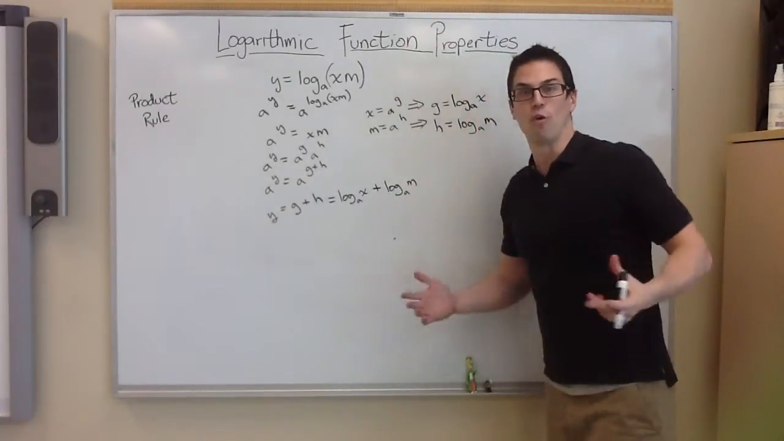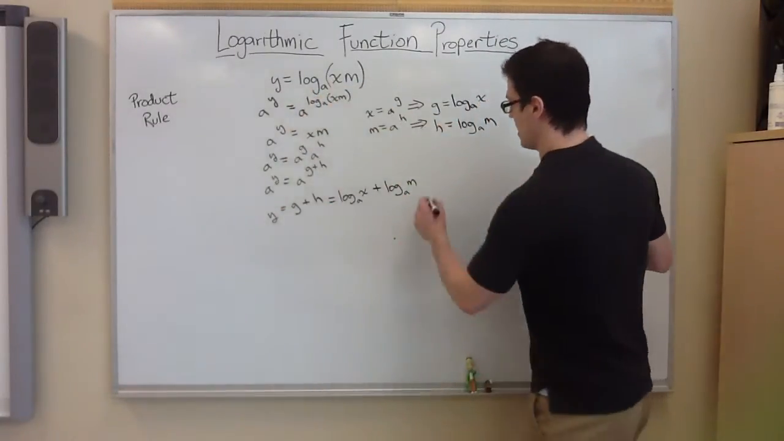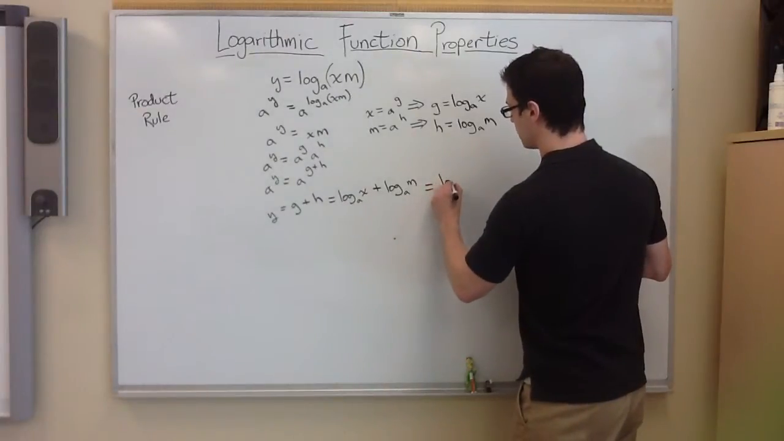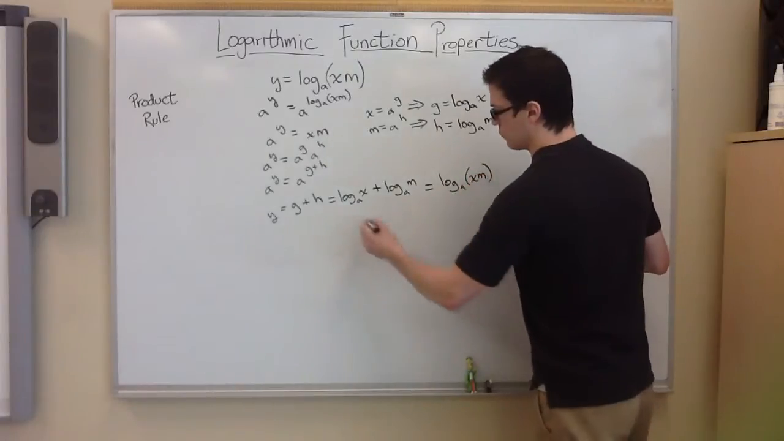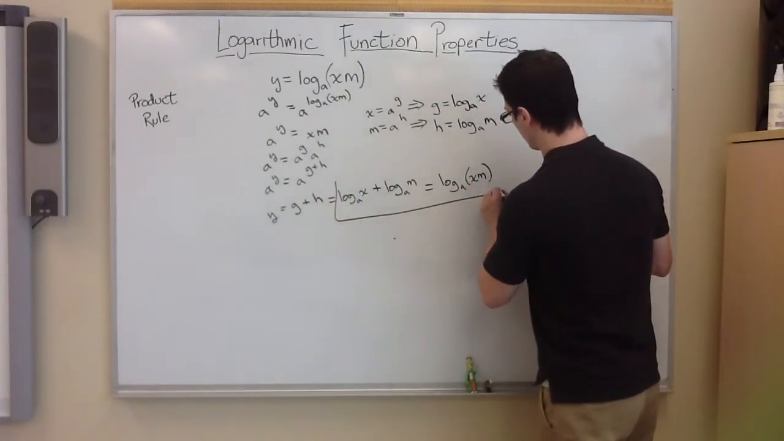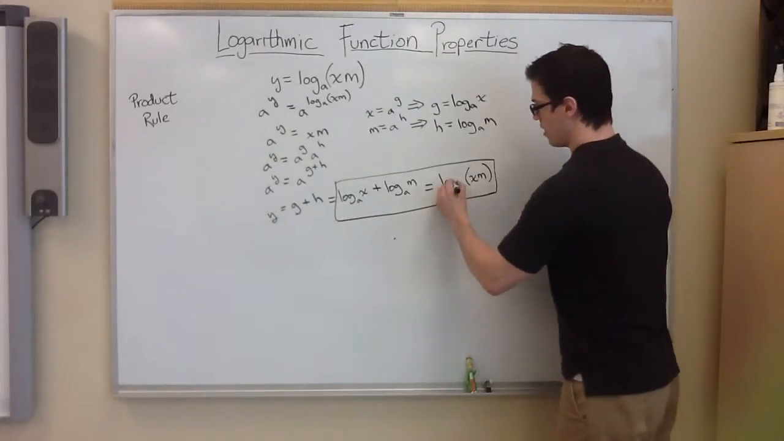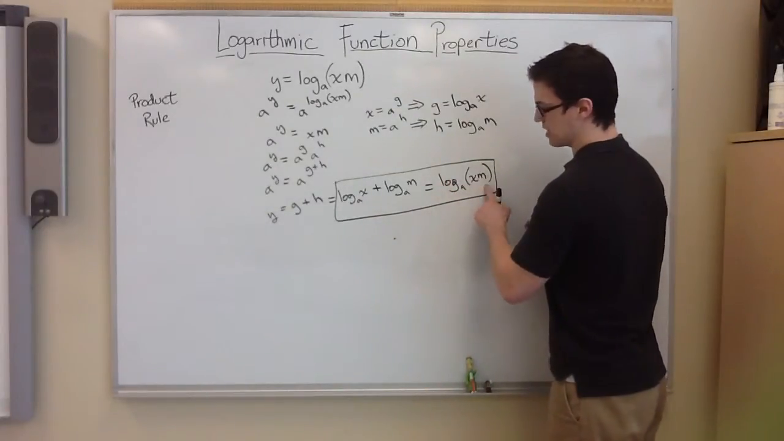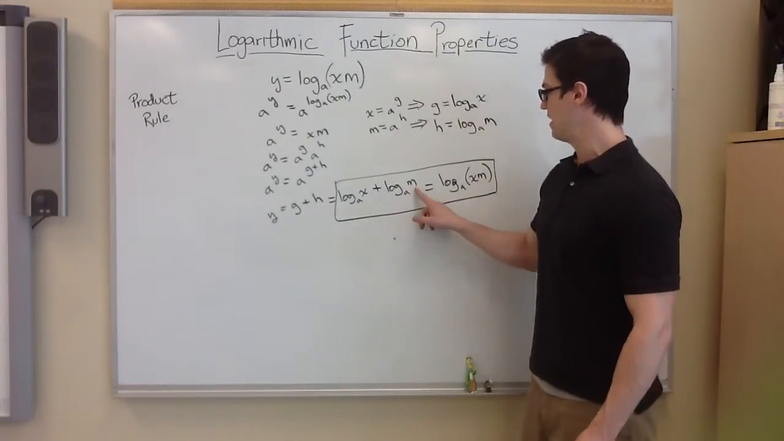And now you're like, well, so what? Well, watch this. y is equal to log base a of x times m. So I'm going to put that right here: log base a of x times m. And you end up with a fancy product rule. You have log base a of x times m, and it's the same thing as log base a of x plus log base a of m.